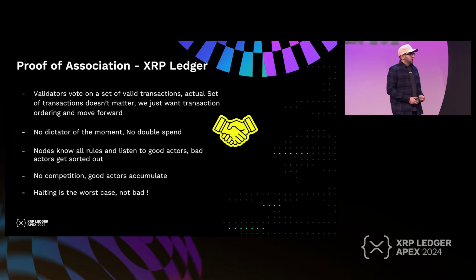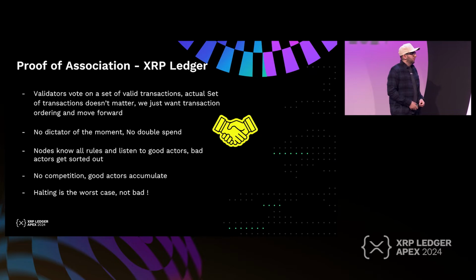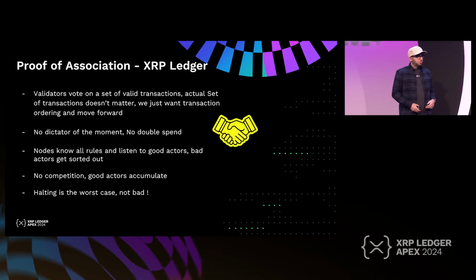So we have proof of association. This is how the XRP Ledger works, and it takes a totally different route. It does not have any incentives for validators. The validators vote on a set of valid transactions, and we just want transactions that are ordered, but we don't care really which set of transactions.